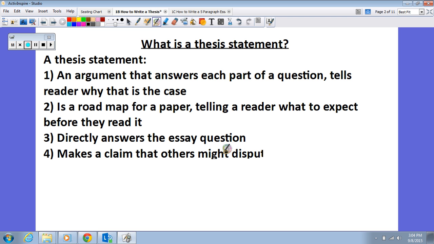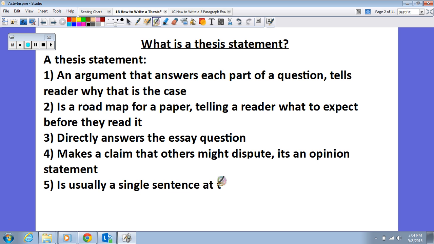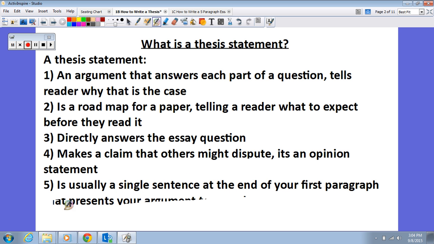It's going to make a claim that others might dispute. It's an opinion question, guys. It's an opinion statement. Again, if we're talking about our basketball player example, you're going to have people who would say LeBron James. You're going to have people who would say Michael Jordan. And you're going to have people who actually know basketball history and might talk about some of the players who actually are the greatest, like Wilt Chamberlain or Jerry West or some of those older guys. So it's a claim that others might dispute. Remember, these are opinion statements. There's no wrong answer. And it's a single sentence, usually at the end of your first paragraph, that presents your argument to a reader.